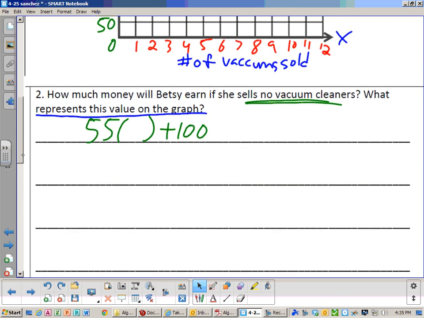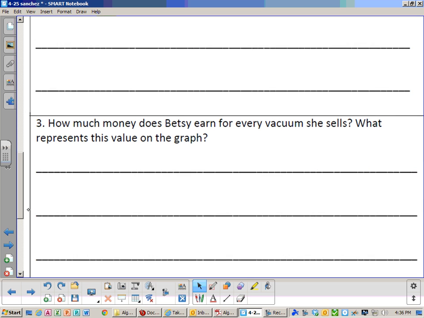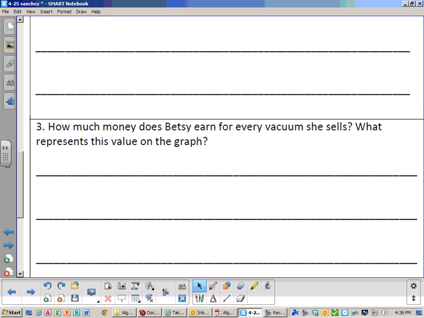That one's pretty easy. How much money does Betsy earn for every vacuum cleaner she sells? I kind of already said that out loud. You could write that down, right? What represents this value on the graph?